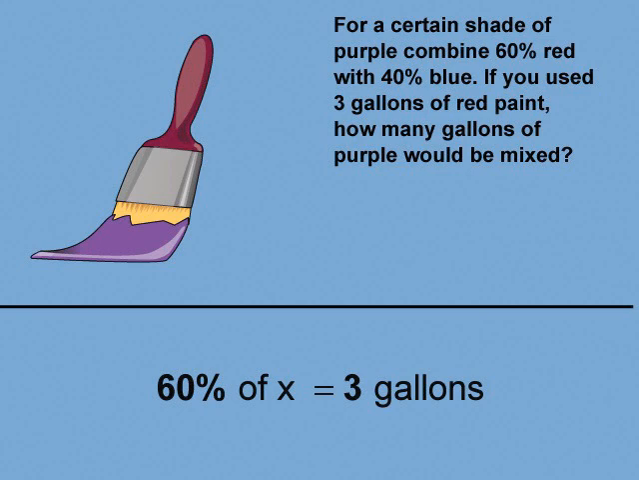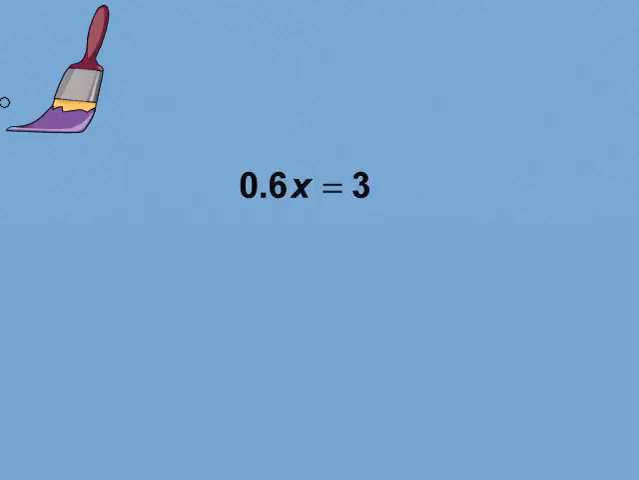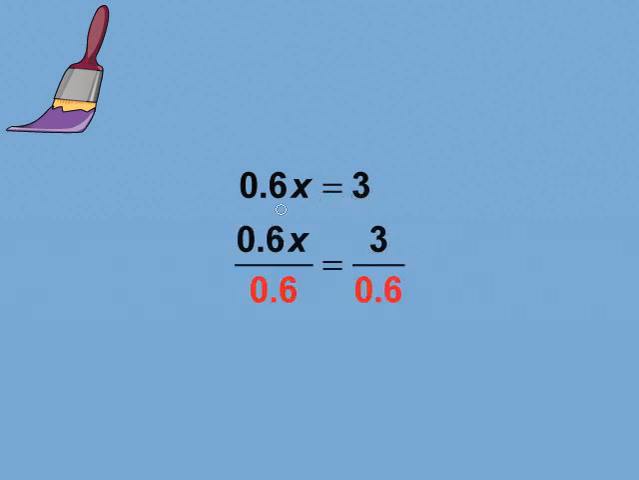We rewrite the percent as a decimal to get 0.6x equals 3. To solve for x, divide both sides of the equation by 0.6, as shown here. The left side of the equation becomes x, and the right side simplifies to 5. This means that a total of 5 gallons are used to make the purple paint. Let's look at a final example.